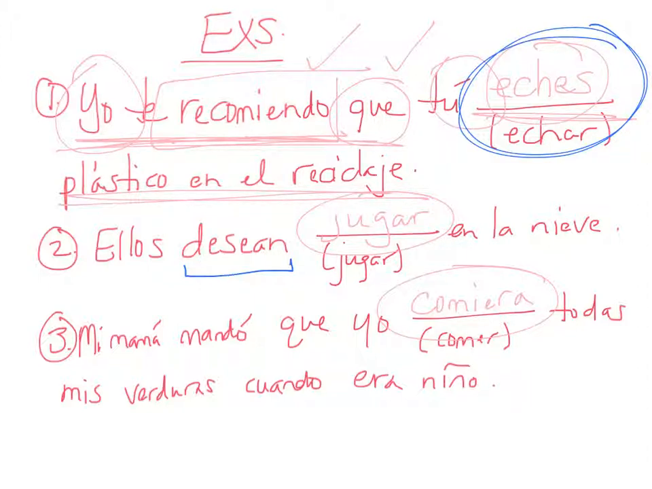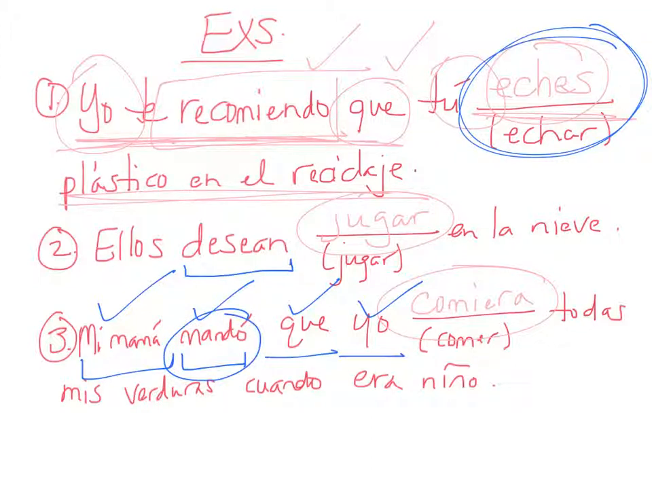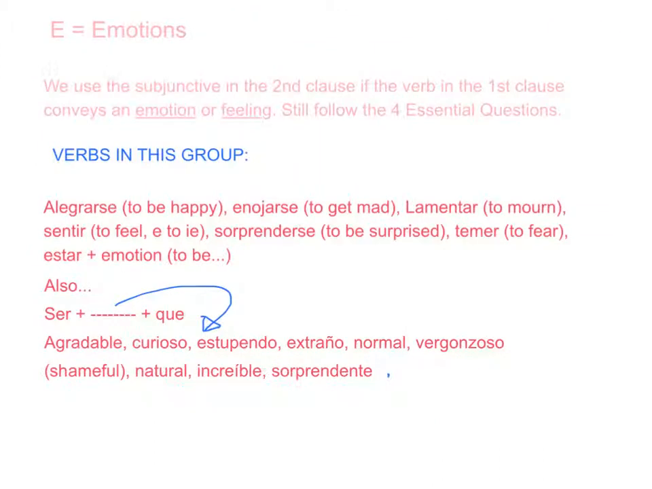Number 3. Mi mamá mandó que yo comiera todas mis verduras cuando era niño. Do I have a subjunctive setup? Yes, I have mandar from the W group. Do I have a K? Yes. Do I have two different subjects between the two clauses? Yes. Mi mamá. Yo. Yes. What tense is the first part of the sentence in? It is in the preterite, so according to the sequence of tenses, I need the past subjunctive here, so that makes my answer comiera.